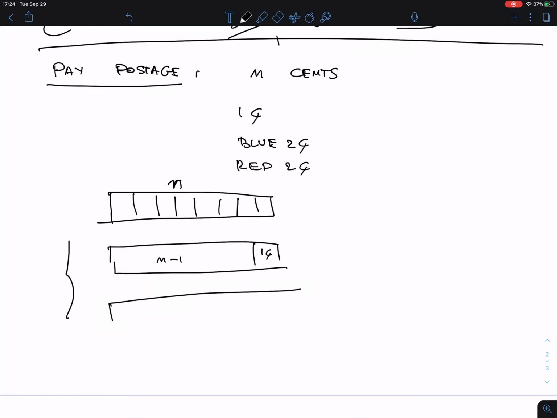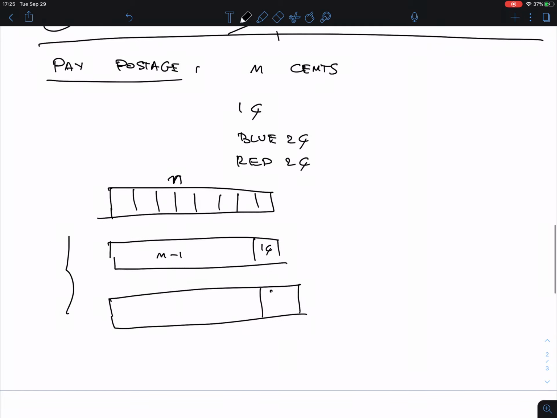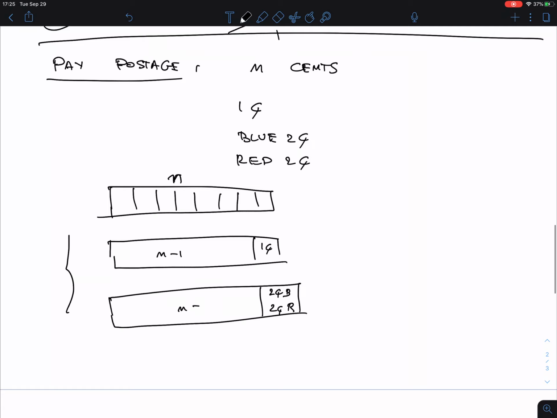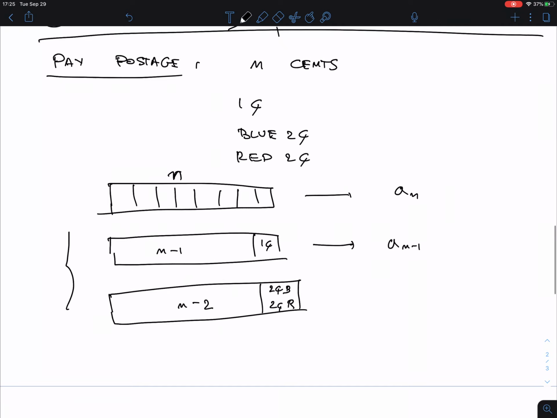Or the alternative was that I paid with a 2 cent stamp, but there are 2: either a 2 cent blue or a 2 cent red. There are 2 possibilities that I have here. And what is left then? n minus 2. Okay, so now let's count all the possibilities. These are distinct possibilities, so we know the number of ways that the last payment is a 1 cent stamp is a_{n-1}. The number of ways where the last one was a 2 cent stamp.